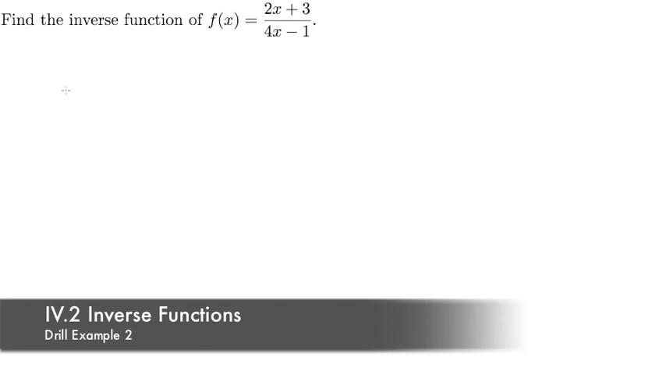That was so much fun, let's do it again. So find the inverse function of f of x equals 2x plus 3 over 4x minus 1. So we have a more complicated function this time. We're dealing with a rational function, but notice here that the numerator and denominator are both linear. So it's more complicated, but it's not going to be too terribly difficult. The process is the exact same.